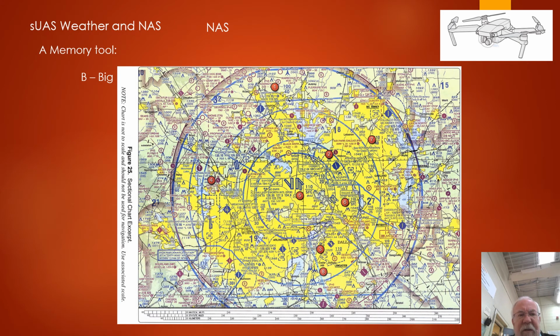Here's an example of Class B for a big airport, Dallas-Fort Worth. You can see that this inner ring is from the top of 11,000 feet and the bottom, well, it's surface. So from the surface up to 11,000 feet, that's controlled airspace. That's this inner ring here. You can sort of see the blue. It goes out a little bit like that, comes around like that.